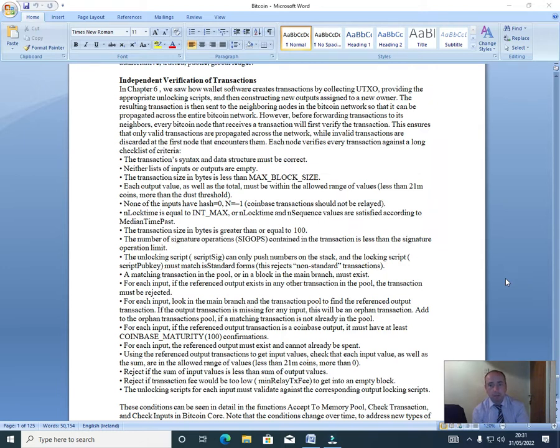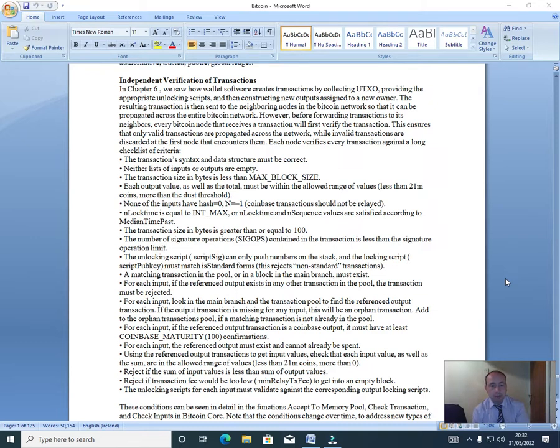However, before forwarding transactions to its neighbors, every Bitcoin node that receives a transaction will first verify the transaction. This ensures that only valid transactions are propagated across the network, while invalid transactions are discarded at the first node that encounters them. Each node verifies every transaction against a long checklist of criteria.